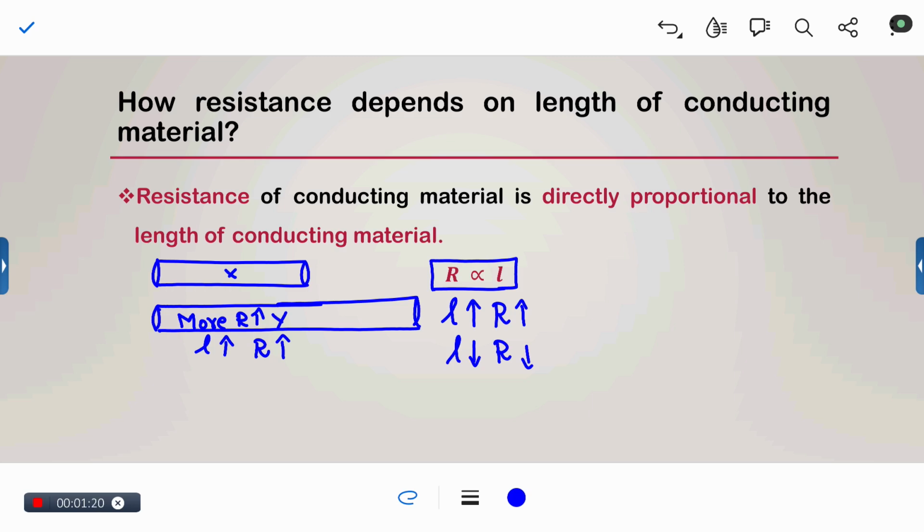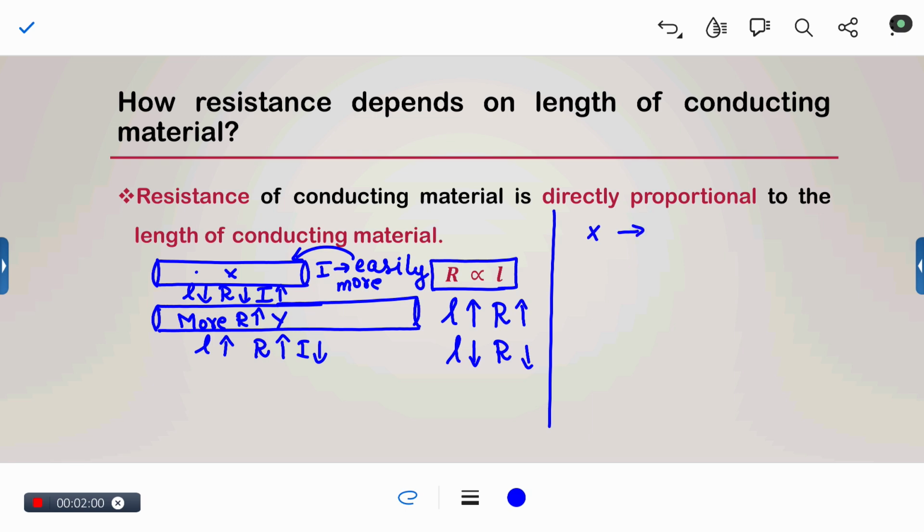Now apply the Ohm's law relation and say through which wire the current can flow easily, either through X or Y. Why? Because here the length is less, so the resistance will be less. Resistance will be less, but the current flow will be high. Whereas here, current flow will be low. So in this conductor, the current flow can happen easily, or more current will pass through the conductor X.